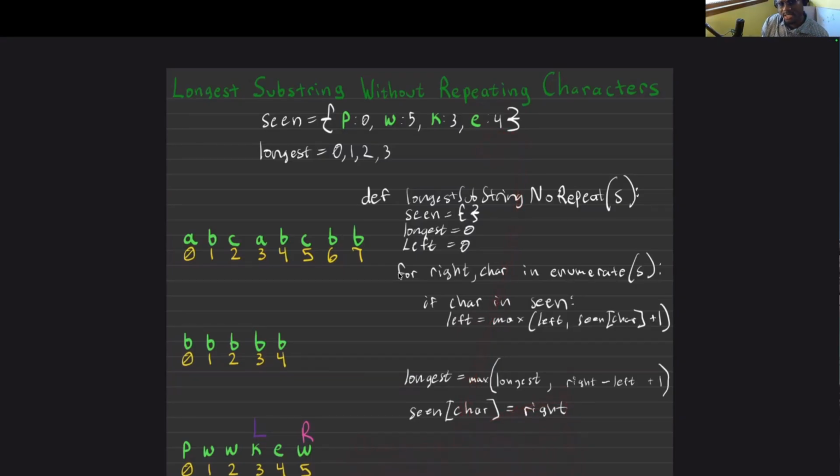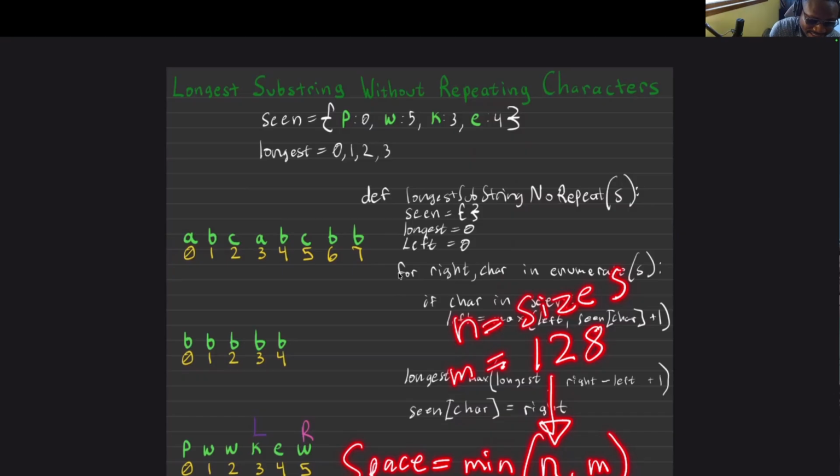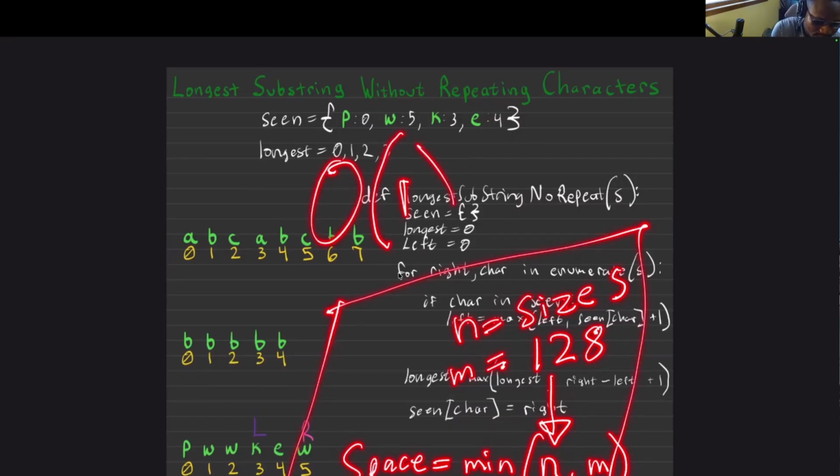But in the interview setting, I would say that the space is equal to the min of n comma m, where n is equal to the size of S, and m is equal to the variability of the character set, right? So in this case, 128, okay? So m, 128. Technically, this all boils down to O of 1, but if you can explain this here, that's fine as well.